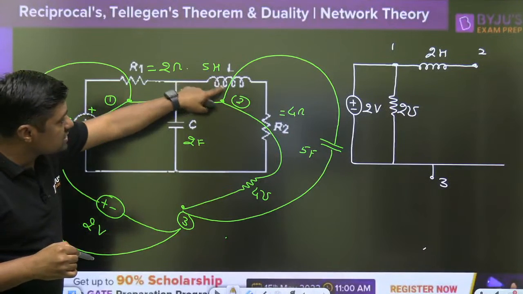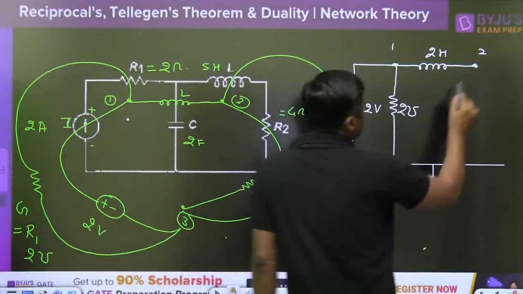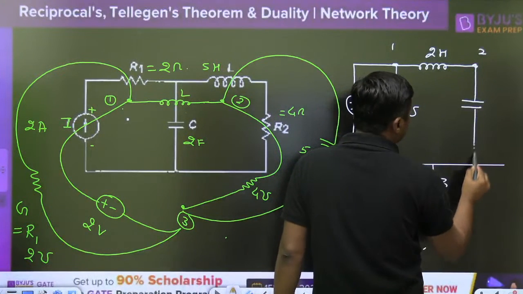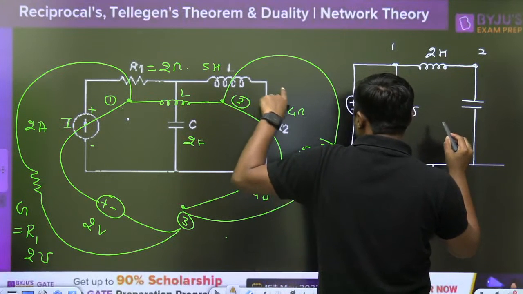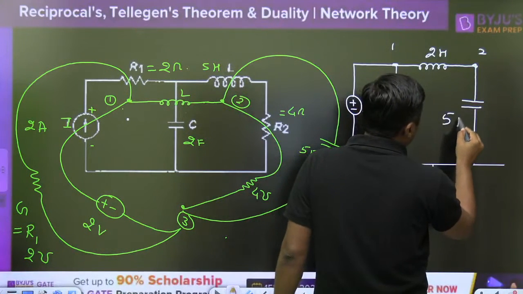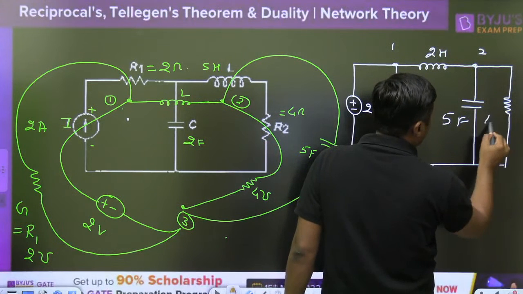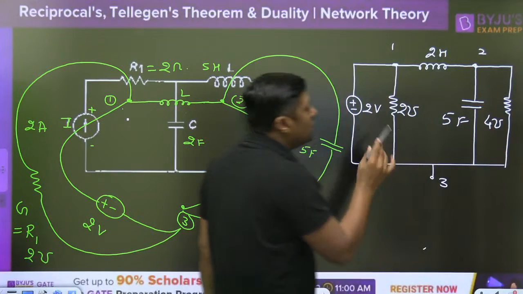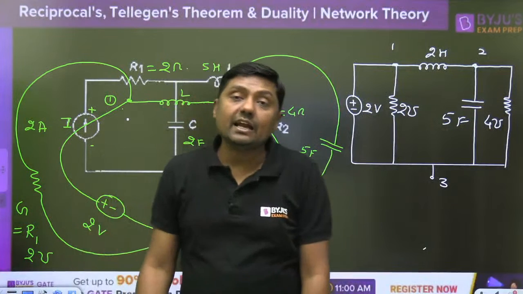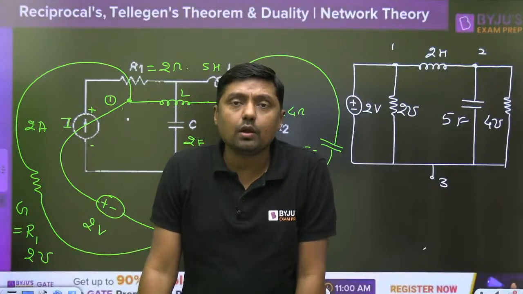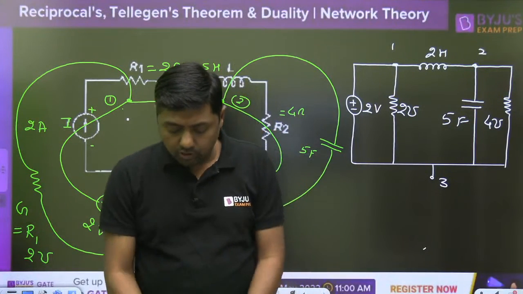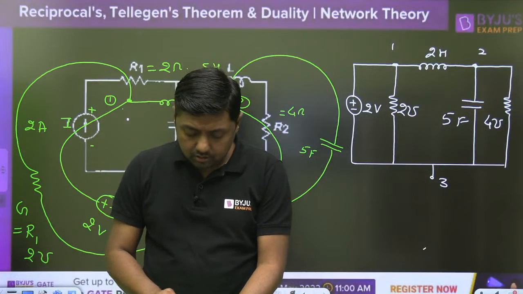Now between 2 and reference, this is an inductor. Inductor is converted into capacitor. If it is 5 Henry, then it will become 5 farad. Again there is a conductor, that is the 4 mho. That is called the dual of this network. In this way we can find the dual of a particular network. I think that concept is clear.